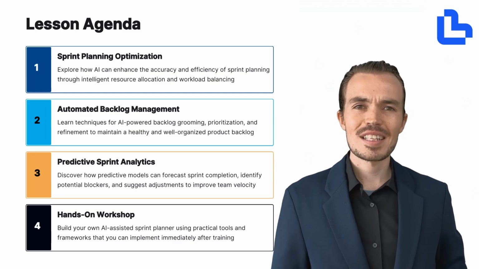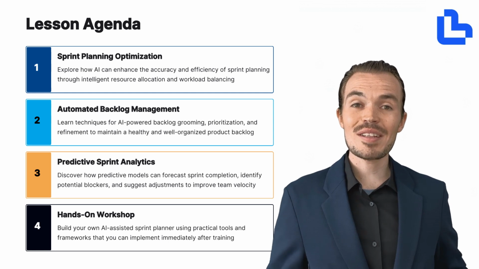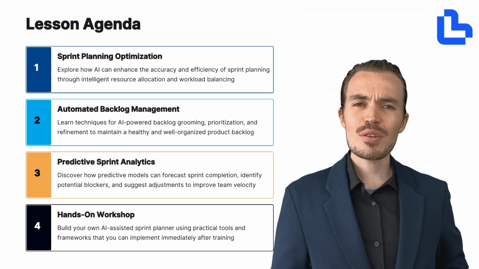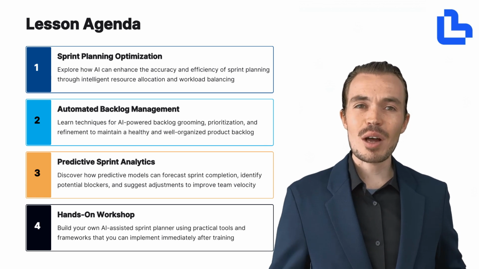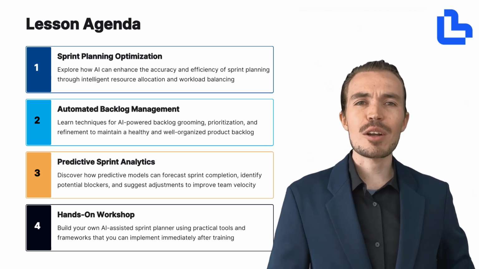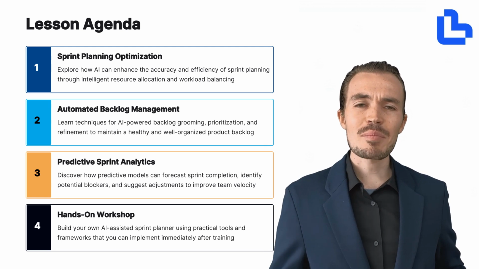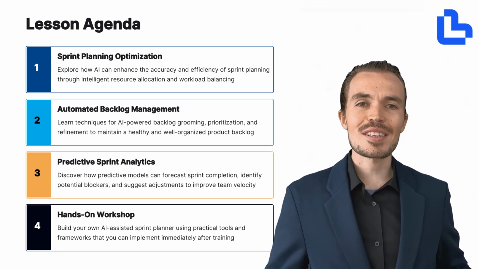Let's take a look at what this training will cover. We've structured the lesson into four key modules, each designed to build your understanding and capabilities step by step. First, we'll dive into sprint planning optimization. This section explores how artificial intelligence can dramatically improve the accuracy and efficiency of sprint planning. You'll learn how intelligent resource allocation and workload balancing can help your team plan smarter and deliver more consistently.